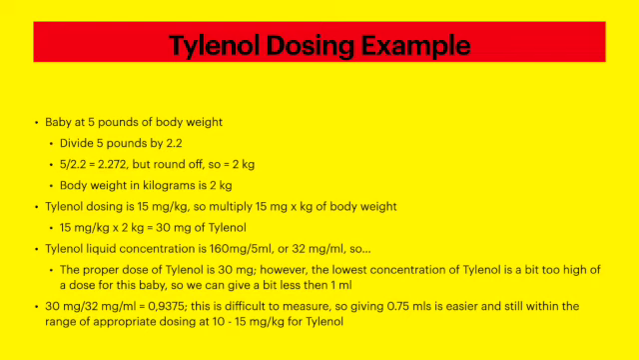However, the lowest concentration of Tylenol is a bit too high of a dose for this baby, so we can give a bit less than the 1 milliliter dose. 30 milligrams divided by 32 milligrams per milliliter equals 0.9375 milliliters. This is difficult to measure, so giving 0.75 milliliters is easier and still within the range of appropriate dosing at 10 to 15 milligrams per kilogram for Tylenol.